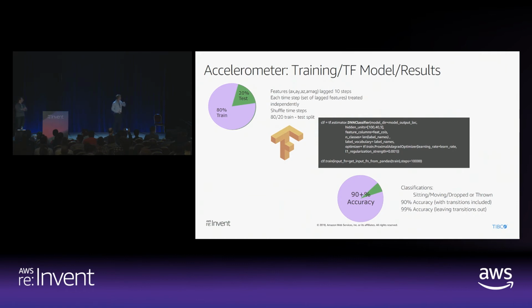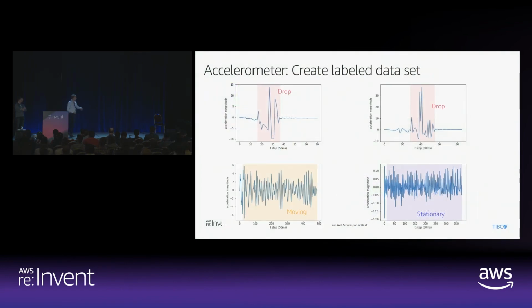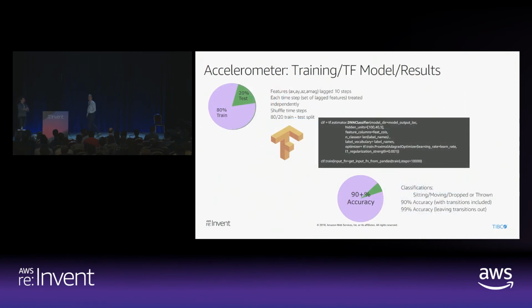But basically, I end up creating a test train split of our data. I'll talk a little bit more about that in a minute. Then I put this into a TensorFlow estimator and into our model, and we get about 90% accuracy for our labels. However, that's when I label the left-hand part of the drop as moving and the right-hand part as stationary. When I leave those ambiguous regions off, I pump up my accuracy to about 90%.